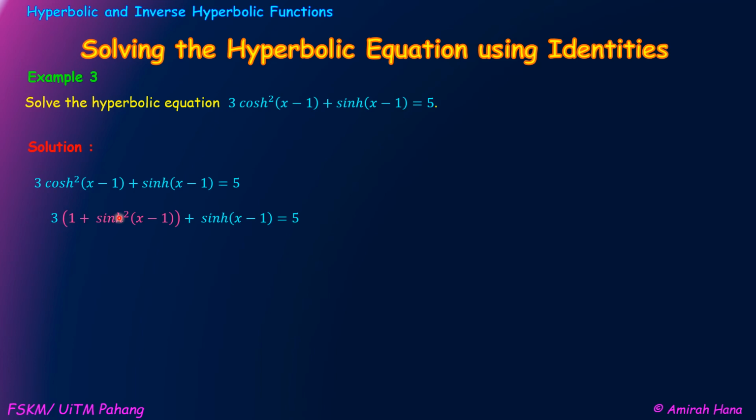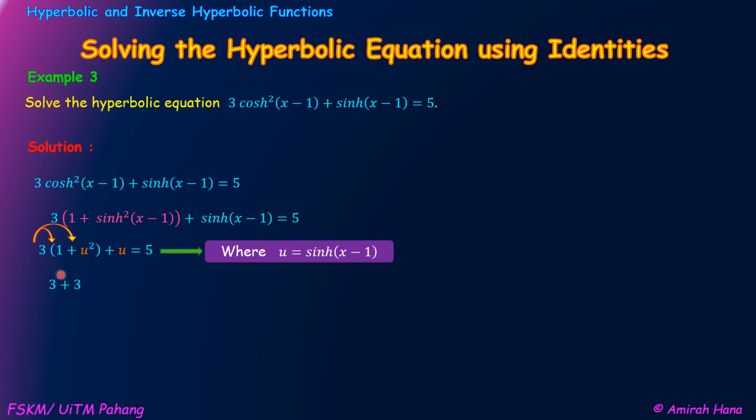From here, we have the same term, which is sinh (x minus 1). So we can write 3 and then in bracket 1 plus u squared and then plus u equals 5, where our u now equals, when we compare, sinh (x minus 1). And then from here, we can expand. So we get 3 plus 3u squared plus u equals 5.